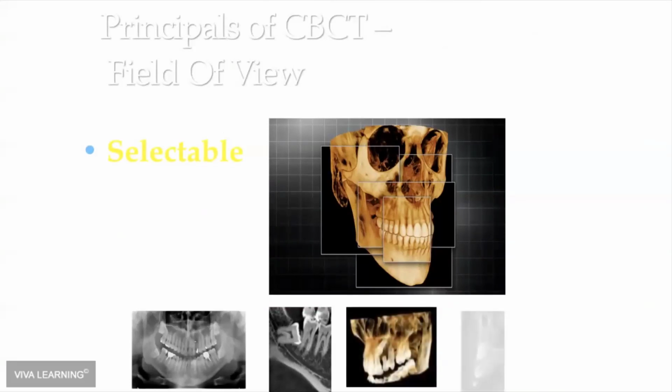So again, all of these things can be selected, and we talked about it just before: what do you need? Can you select it? What are the sizes that are offered by that CBCT? And what are the advantages of taking bigger or smaller images?